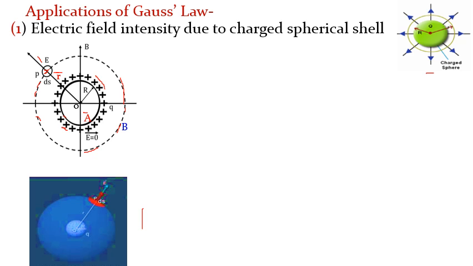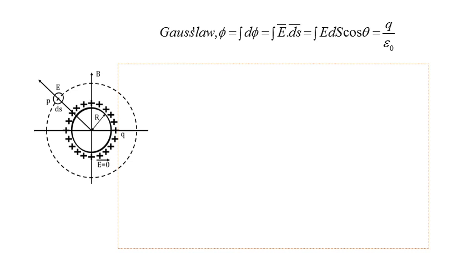Got it. See the actual mathematical steps to find out this electric intensity outside the charged sphere. Now from this figure we can say that these charges are enclosed in this Gaussian sphere. Now we have to use Gauss law here.